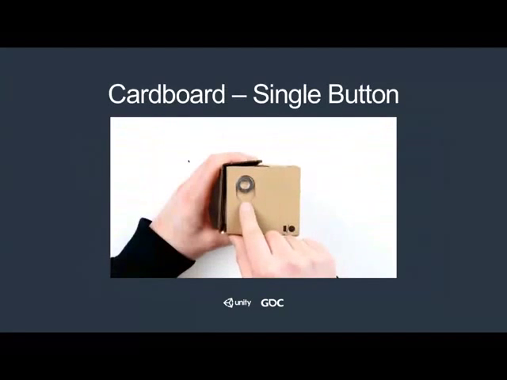For Cardboard, you have a single button on the left side, so you can use that for some of your selection. I'm noticing a few questions. I'll try and answer some of these since I'm just seeing it right now. No announcement on when native Cardboard integration will come in, but that should be coming soon. I mean, it is in the works.